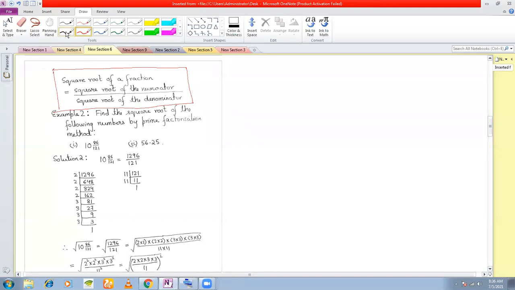Okay, let us see a first example here. 10 and 86 by 121. We need to find out the square root of this, right? So first of all, convert this to a mixed fraction, or rather an improper fraction. 121 into 10 plus 86, divided by 121. This is the way you convert it into an improper fraction. So this is 1296 divided by 121.